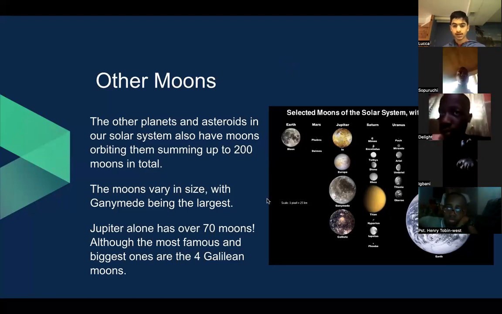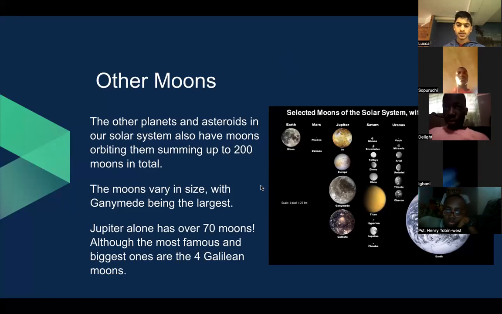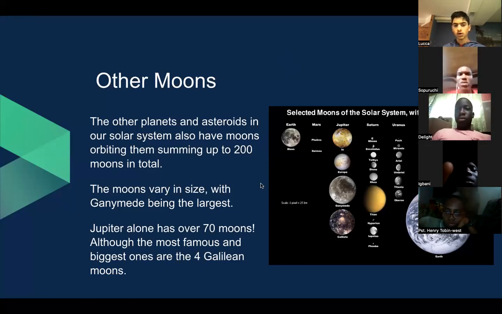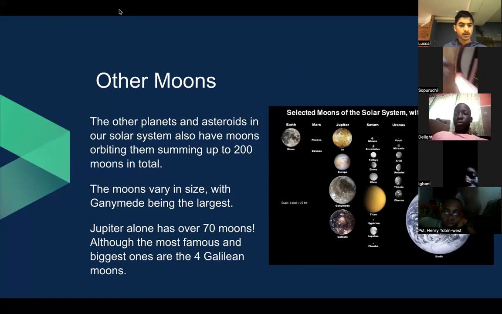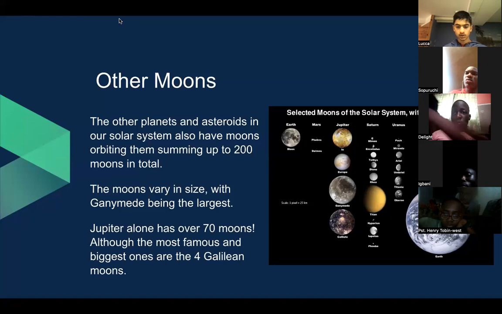But basically, there are many more moons in our solar system than just our moon. A moon just goes around its host planet or host asteroid, and that's what makes it a moon. It's a natural satellite. Does anyone have any questions about that? You can raise your hand if you have a question. No one has a question, so we'll continue.